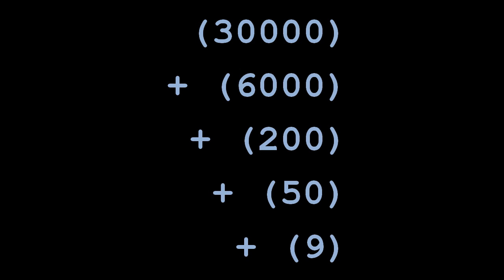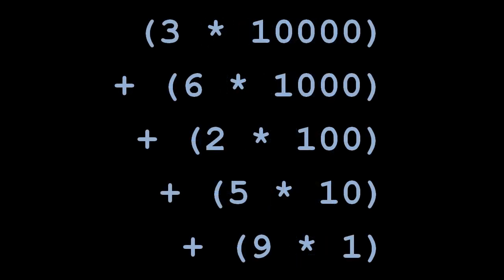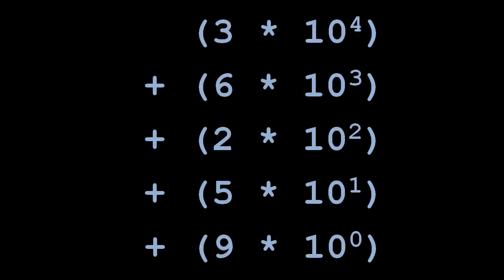We can go a step further and say that this is in turn equal to the quantity 3 times 10,000 plus 6 times 1,000 plus 2 times 100 plus 5 times 10 plus 9 times 1. And we can go even another step further and say that this is equivalent to 3 times 10 to the 4th plus 6 times 10 to the 3rd plus 2 times 10 to the 2nd plus 5 times 10 to the 1st plus 9 times 10 to the 0th power. Recall that anything to the 0th power is equal to 1, so 10 to the 0th is 1.